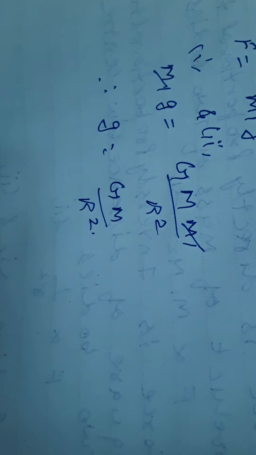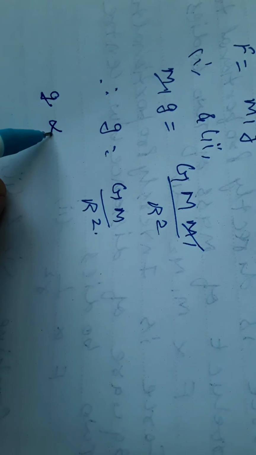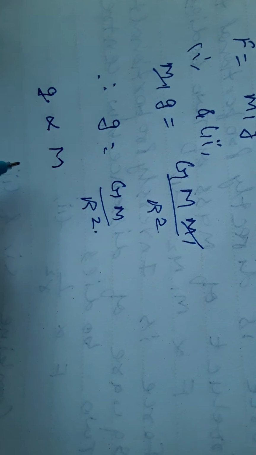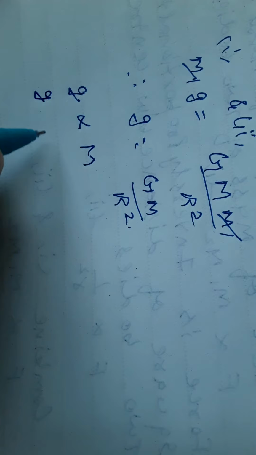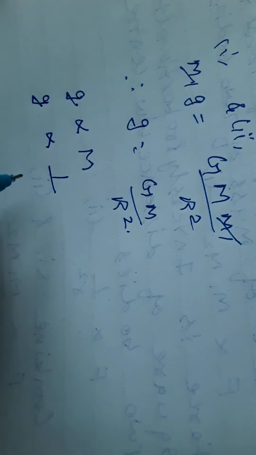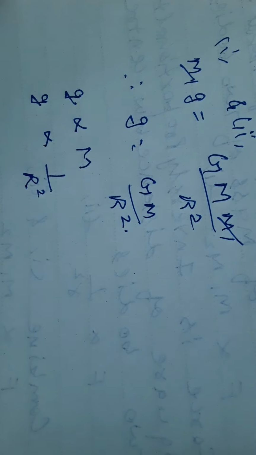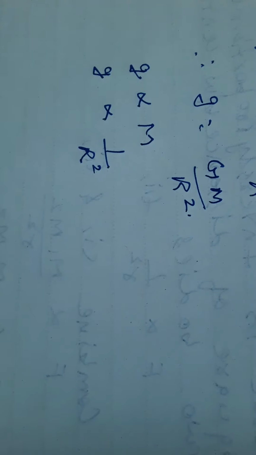So now from here we can write that acceleration due to gravity is directly proportional to the mass of the Earth, or you can say that acceleration due to gravity is directly proportional to the mass of the planet, and acceleration due to gravity is inversely proportional to the square of the radius of the planet.